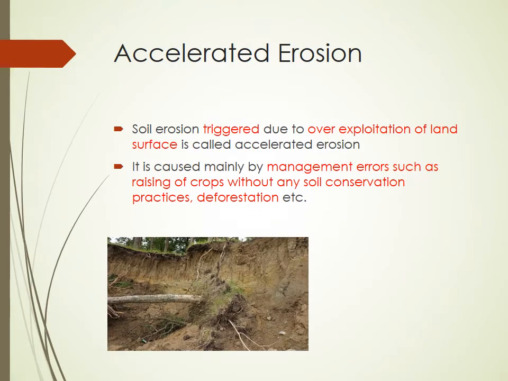Then the second one is accelerated erosion. As the term indicates, it is accelerated. This erosion is caused by some triggering actions, due to over-exploitation of the land surface. It is mainly due to human interventions like raising crops without any soil conservation practices, or deforestation. When they cut down the trees, as shown in the image, the soil starts to erode.